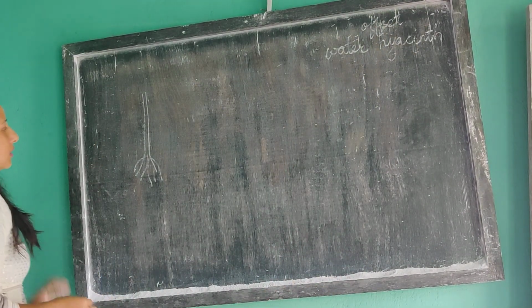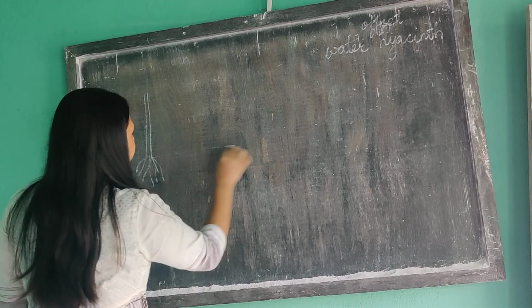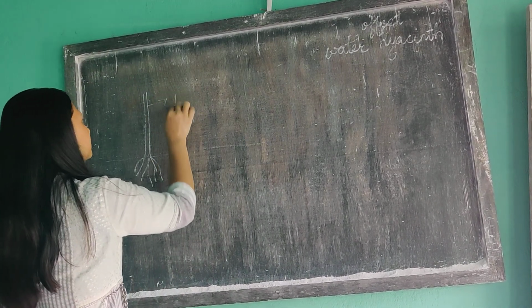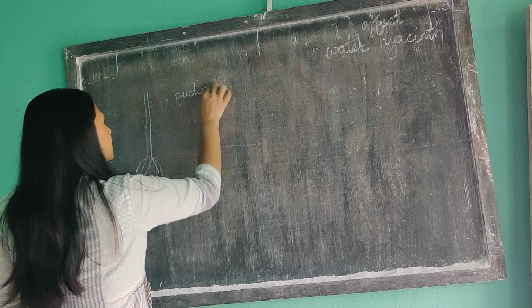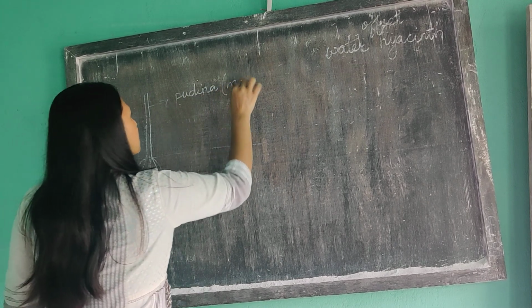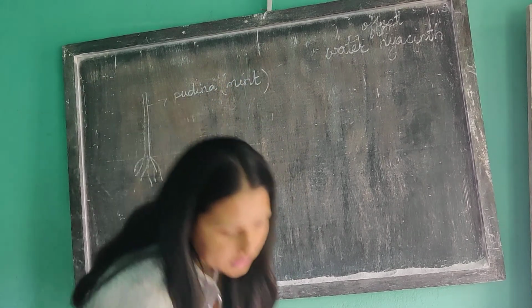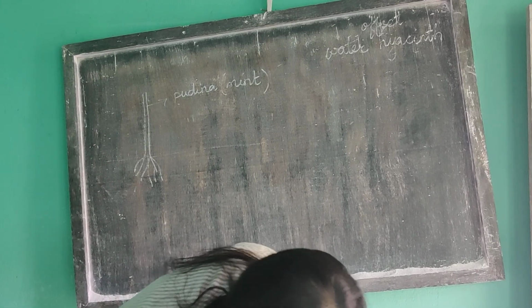Now let us move on to sucker. It takes place in pudina, or the mint plant. Pudina plant ma sucker huncha.